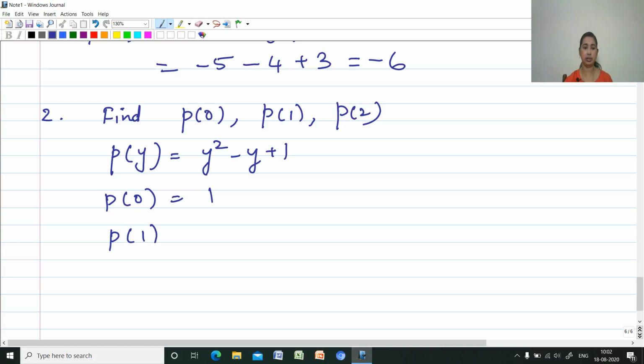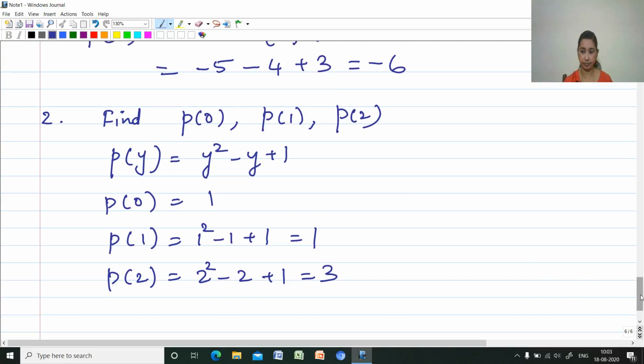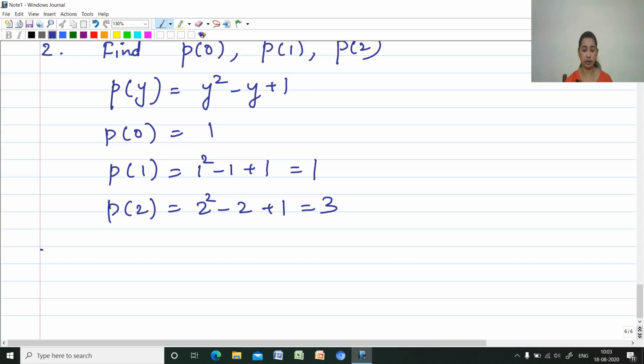Then p of 1, in the same way, substitute: 1 square minus 1 plus 1, that is again 1. P of 2 means putting the value of y as 2, you will get 2 square minus 2 plus 1. 4 minus 2 is 2, 2 plus 1 is 3. Similar questions are in that part, where you are giving values for y or x as 0, 1 and 2 in the given polynomials and checking the answers. Then now the third question.